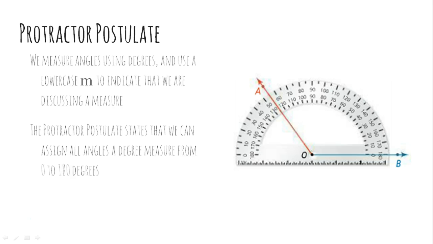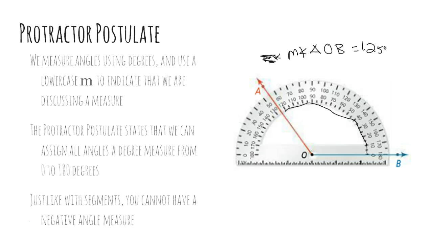We start down at 0, so you're going to start down here. You're actually going to work your way up along the protractor to notice that the measure of angle AOB equals 125 degrees. Okay? And just remember, just like with the ruler postulate, you cannot have a negative angle measure in geometry. So we don't ever expect to find negative 125 degrees. Everything will be positive, and if you wanted to use absolute value symbols, you could there.